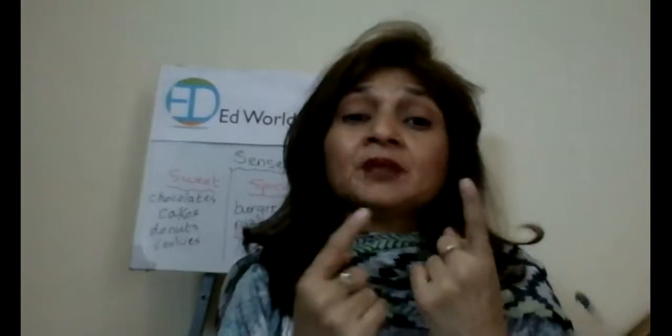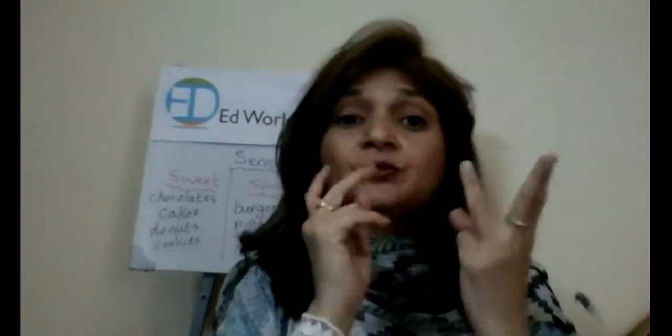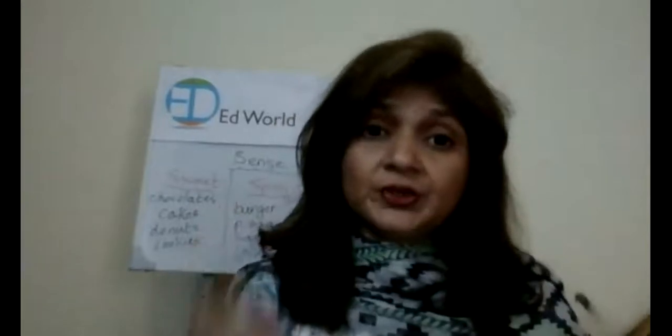So you know what are the taste words? How will we describe the taste of different food items? It could be sweet, it could be spicy, it could be salty, it could be bitter, and it could be sour. So there are five taste words: sweet, spicy, salty, bitter, sour. You should remember that these are the different taste words, right?